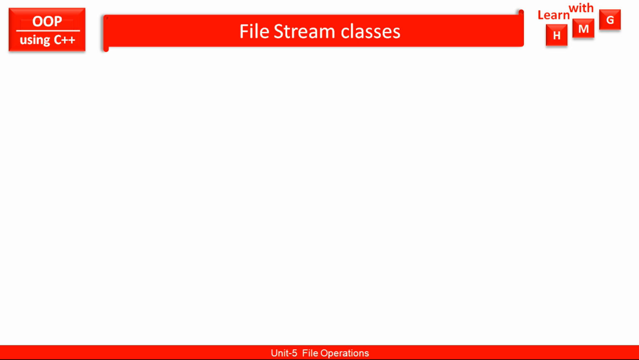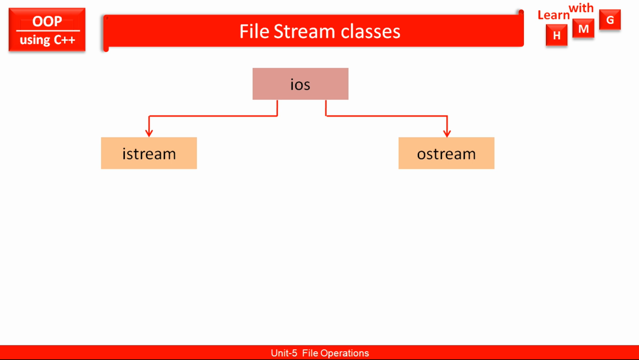Again, let us revise the hierarchy of file stream classes, because we have seen these classes one by one. Let us go quickly. From the ios class, the istream class is derived as well as the ostream class is derived. From istream and ostream, again one class is derived, that is the iostream class. These four classes are defined in one header file, that is the iostream file.